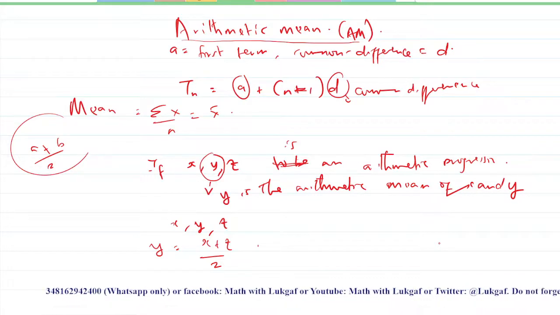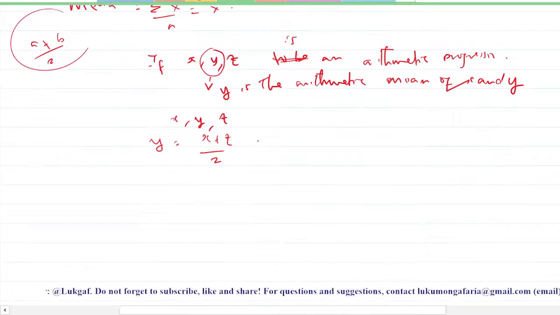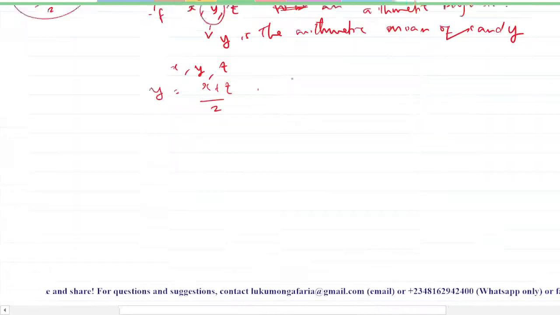You understand now? So can I prove that for you? It is not difficult to prove. After I finish the proof, you will see clearly that y is just the arithmetic mean of x and z. Okay, let us do that.